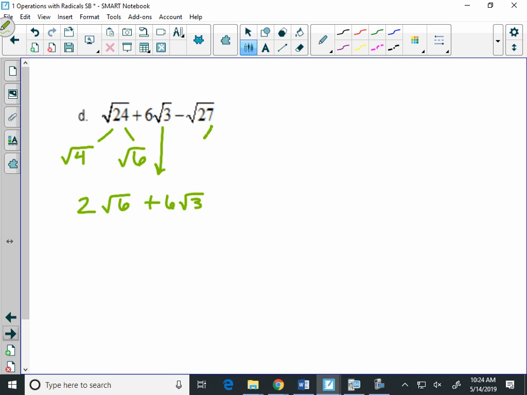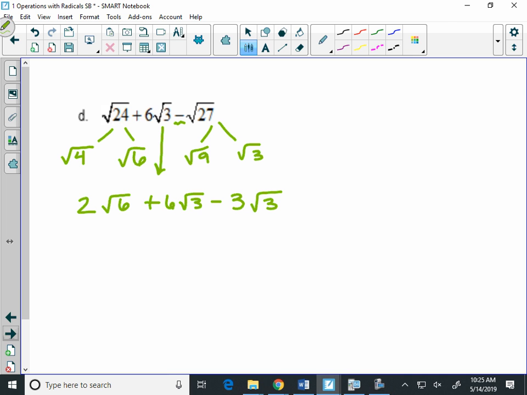Let's take a look at 27. What's the largest perfect square that can go into 27? 9, and it can go in 3 times. What's the square root of 9? Oh, that's a minus sign. Make sure there's a minus sign here. Bring that minus sign down. Okay. Square root of 9 is 3. Can't take the square root of 3, so we tack it on.